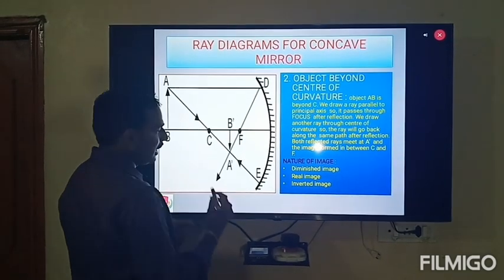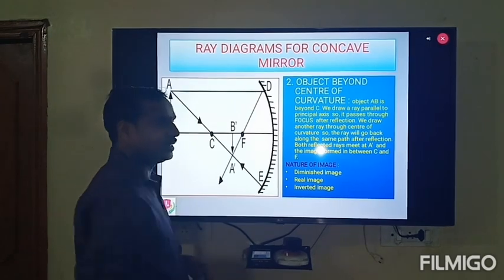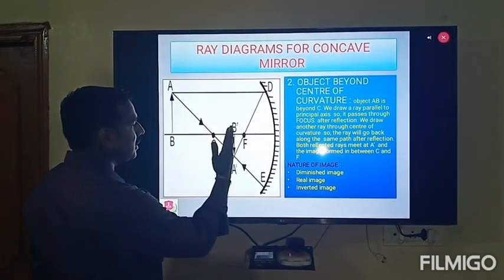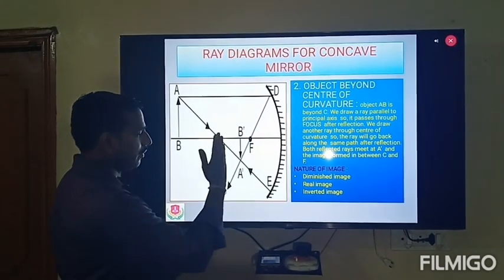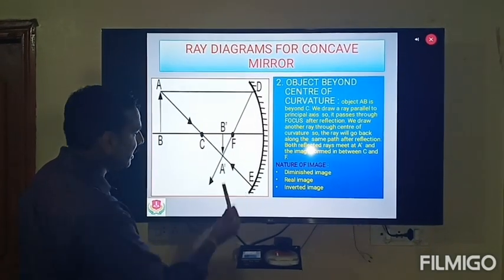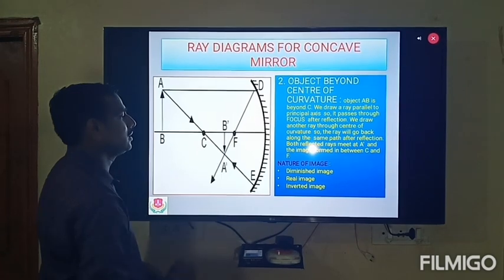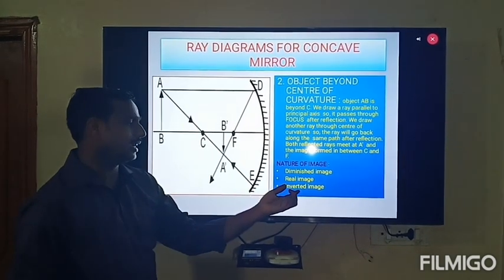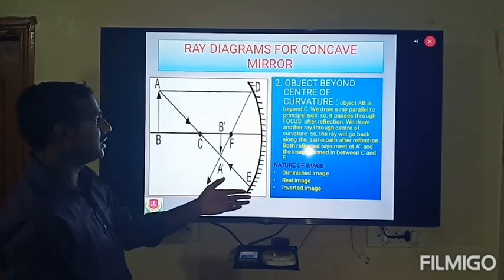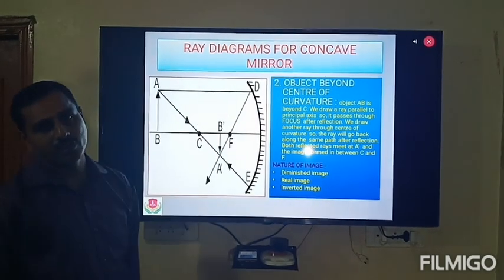And it is also a real image. Why? Because when we keep the screen in between C and F, we observe this image. And it is also an inverted image. See, top and bottom are reversed. So we are going to get an inverted image when we place the object beyond the center of curvature.